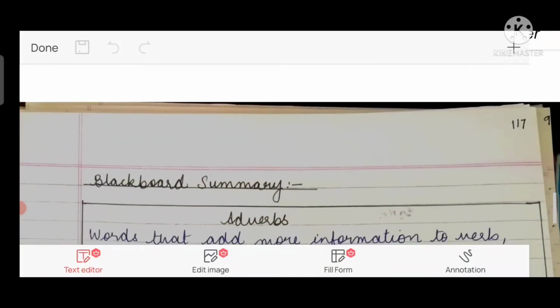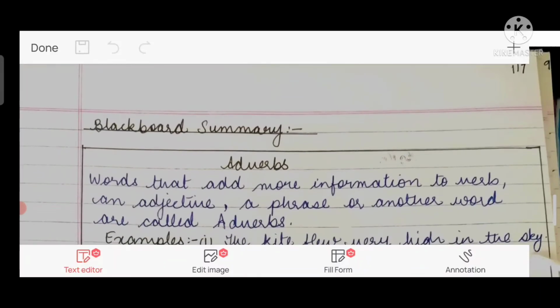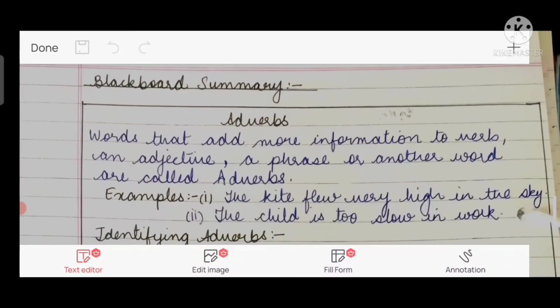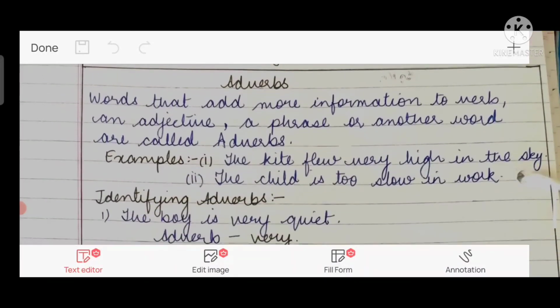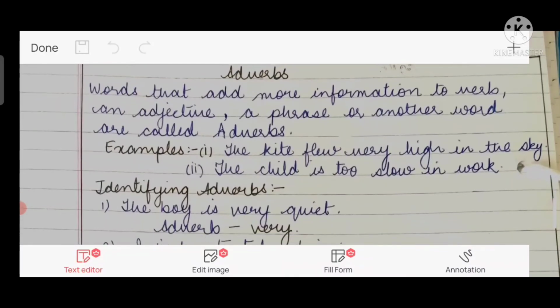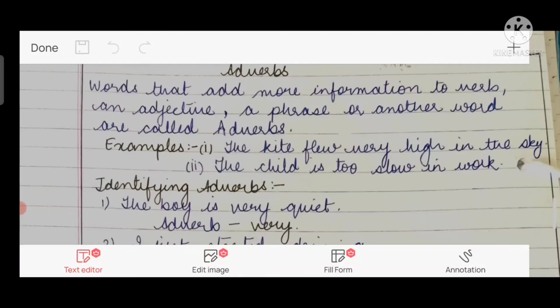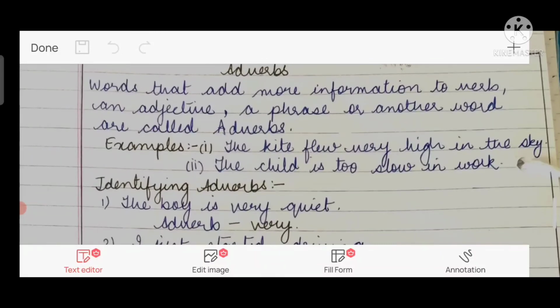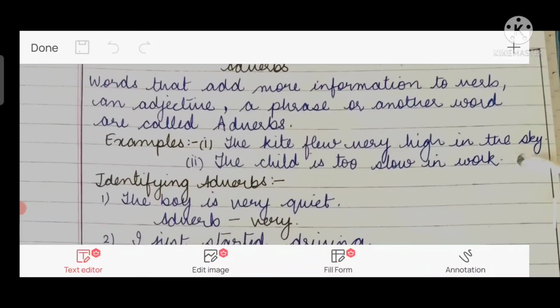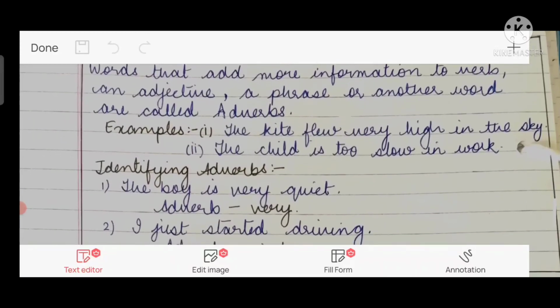After that, blackboard summary. In this step, you will write the answer of comprehensive questions. Okay? At very first, you will write the topic, and after that, you will write the one by one answer of comprehensive questions.